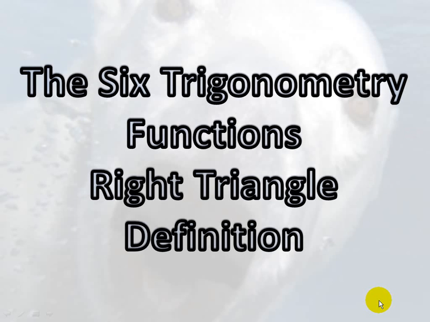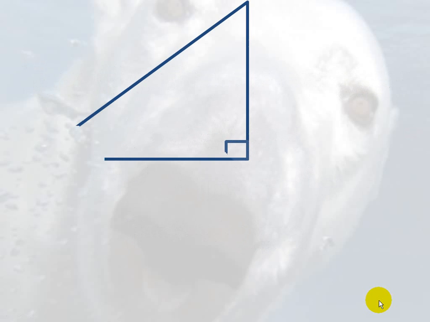Today I'm going to use a right triangle to define for you the 6 trigonometric functions. Now, to begin with, let's just draw a right triangle, and I'll identify an angle here. I'll call this angle theta, just for reference.